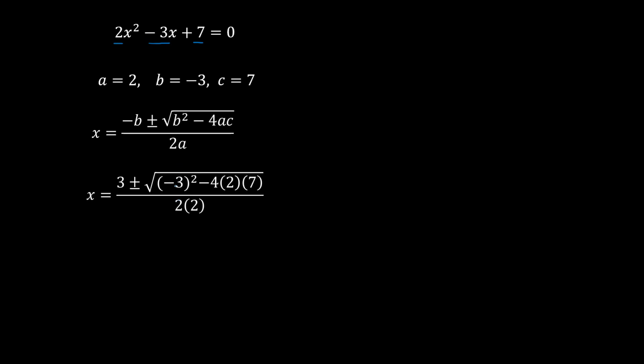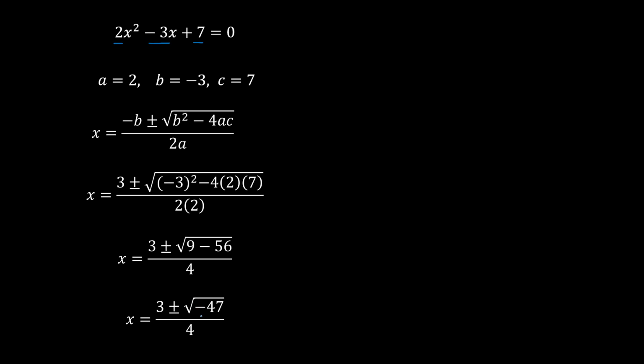So simplify, we take negative 3 squared to get 9. And then 4 times 2 times 7 would give you 56. You can subtract 9 minus 56 to get negative 47. And simplify by getting rid of the negative in the radical.